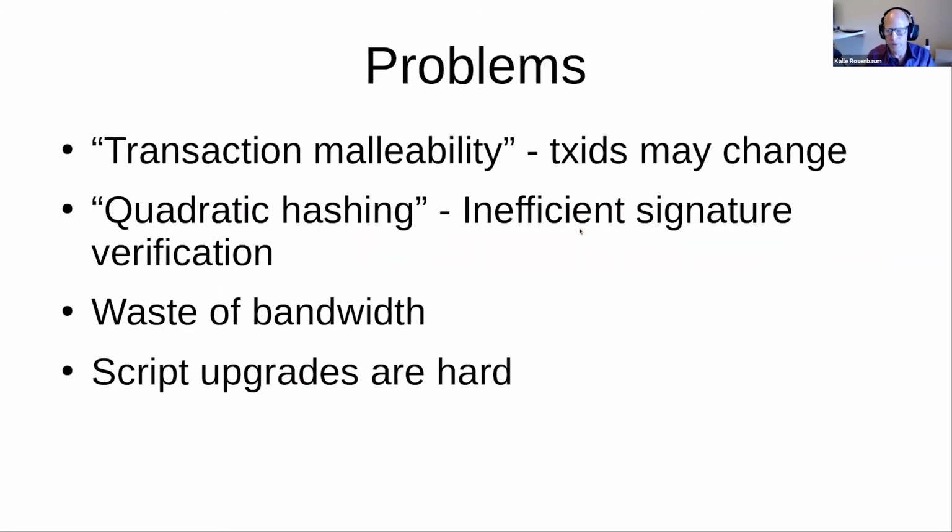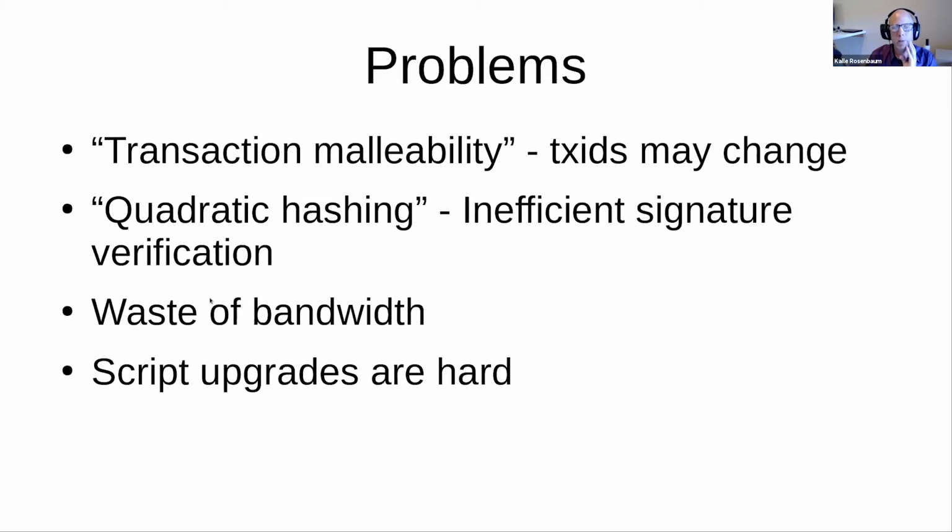Before SegWit, there were some major problems with Bitcoin. We had one problem called transaction malleability, which means that the transaction ID of a transaction might change while it's being propagated in the network. And we have something called quadratic hashing, which basically means that signature verification is inefficient. The larger the transaction, the more inefficient the signature verification.